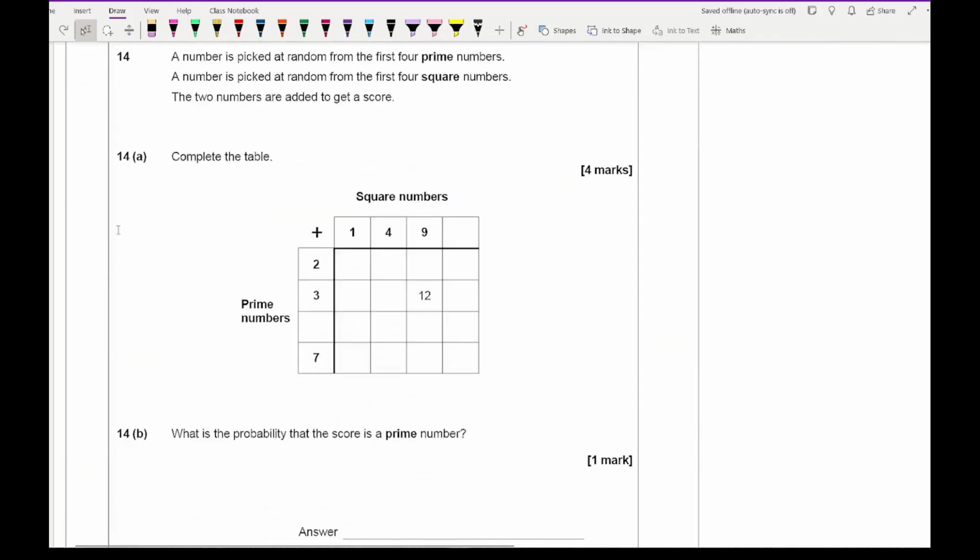Question 14, it says that a number is picked at random from the first 4 prime numbers. A number is picked at random from the first 4 square numbers. The 2 numbers are added to get the score. We need to complete the table. So here we've got 1 squared, 2 squared, 3 squared, 4 squared is 16. Here in terms of our first 4 prime numbers, we've got 2, 3, and the next prime number is 5. All we then need to do is simply complete our table.